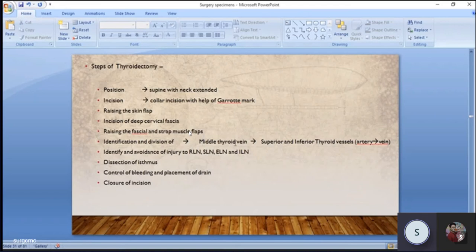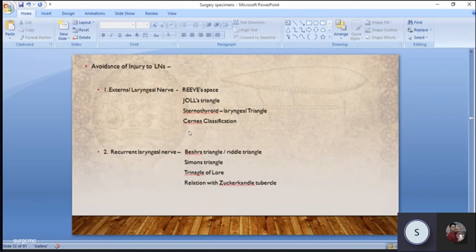Then we should identify the middle thyroid vein first, because it has a short course and is a direct branch. So we should identify the middle thyroid vein and ligate it first. Then we go for the superior and inferior thyroid vessels, artery and vein. We should know the course of the recurrent laryngeal nerve, the superior laryngeal nerve, and branches of the superior laryngeal nerve like the external laryngeal nerve and internal laryngeal nerve. Then we dissect the isthmus. We do the hemostasis, place the drain, and close the incision. So we should know how to avoid injuries to the laryngeal nerves.